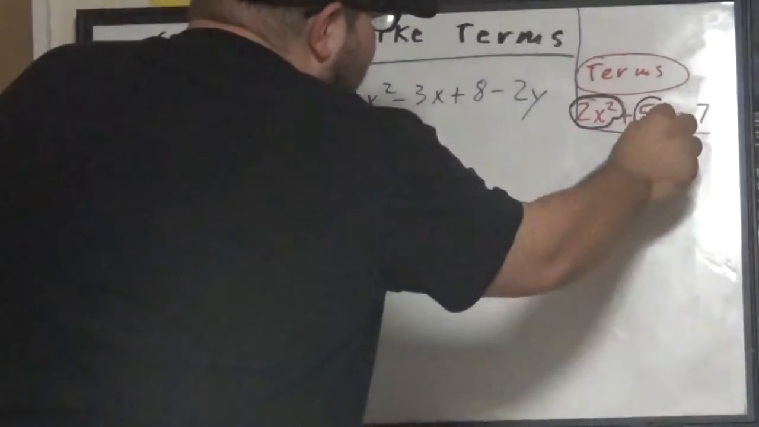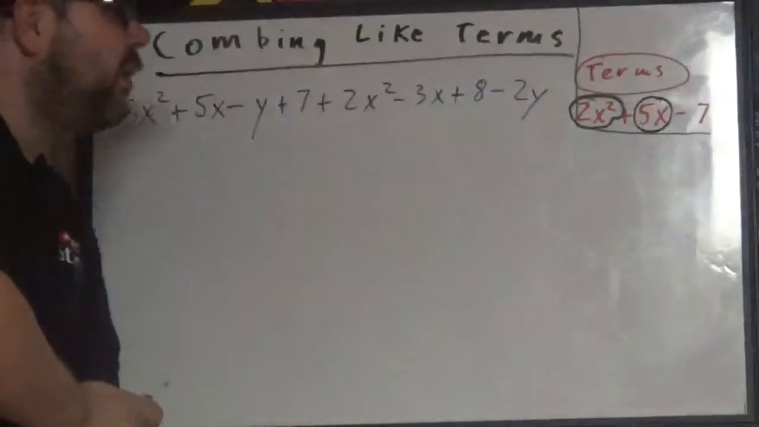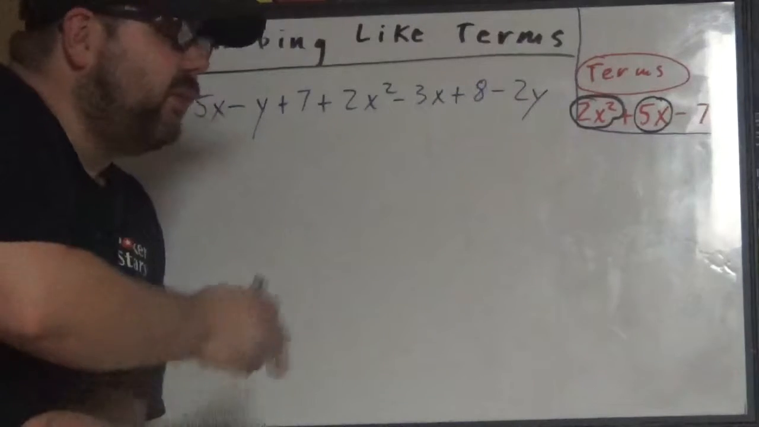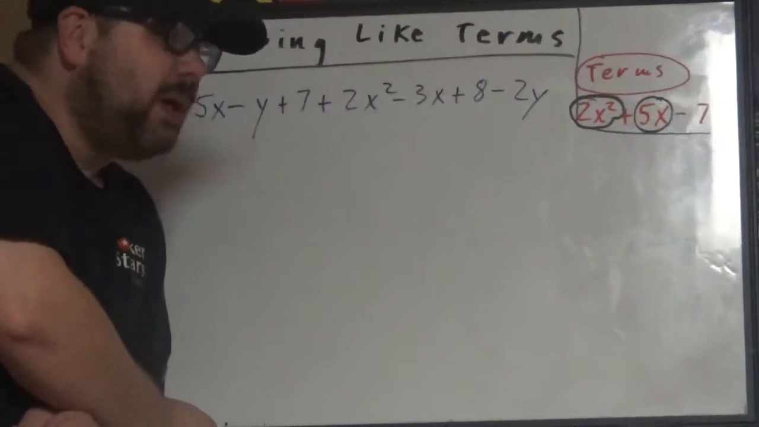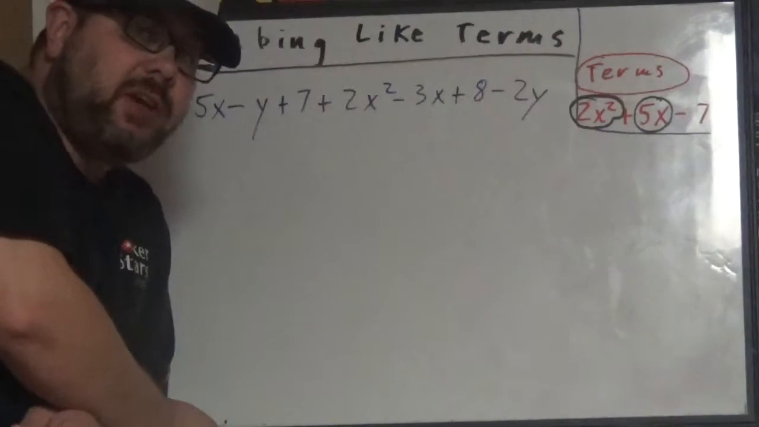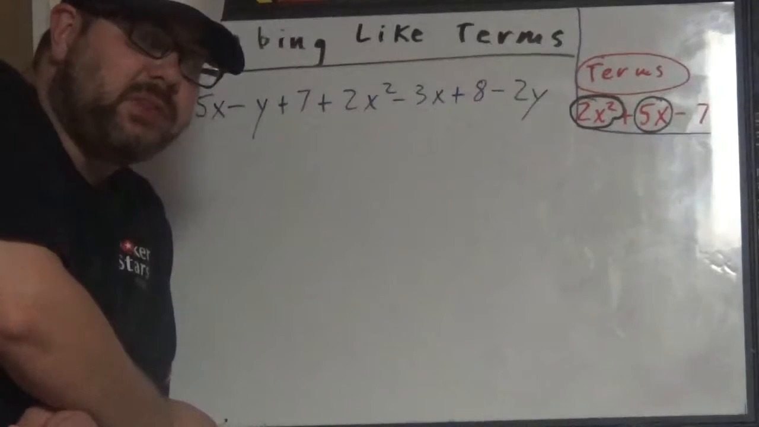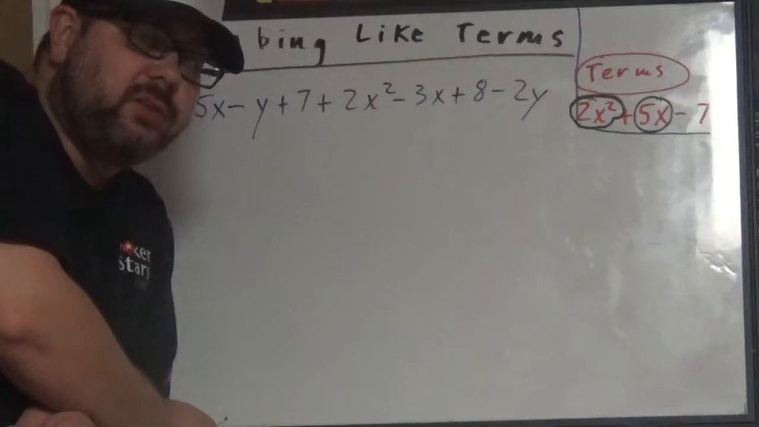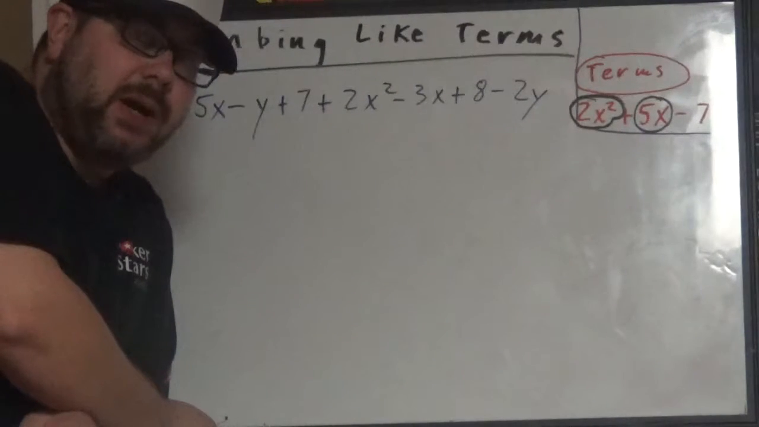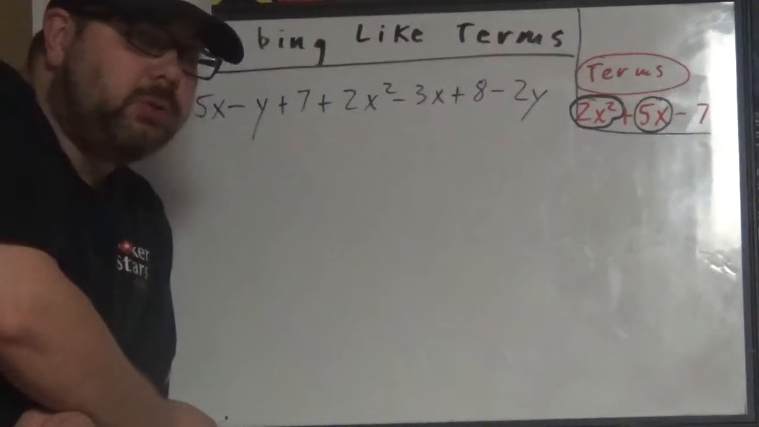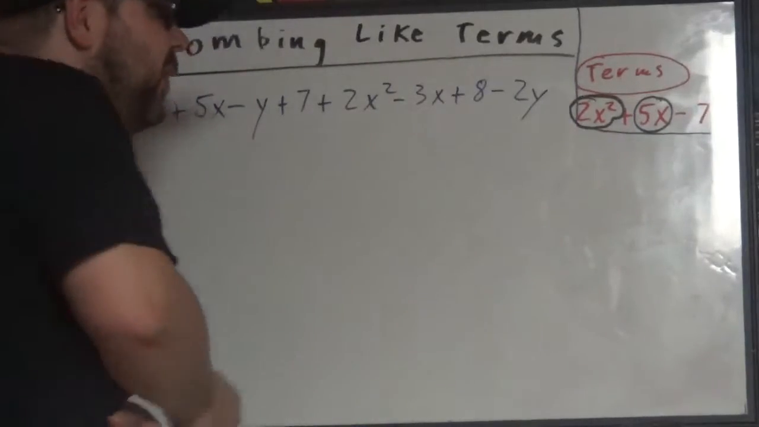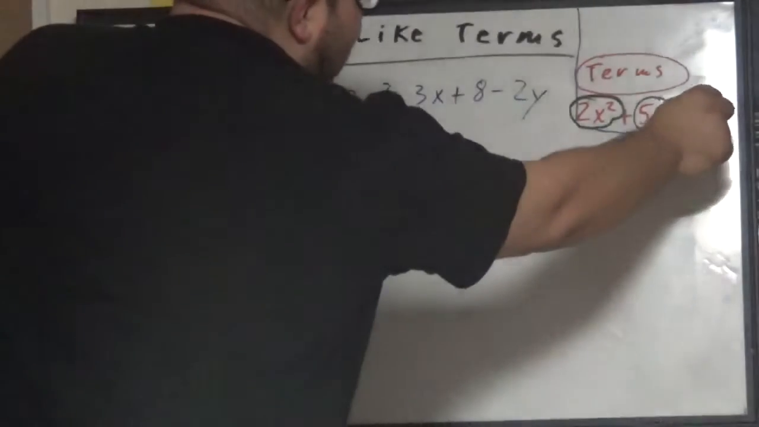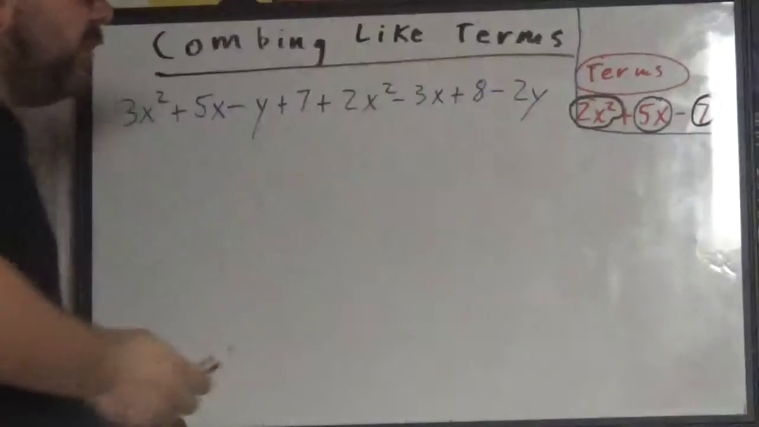5x is a term, and that is because, again, if you look on both sides, you see a plus and a minus sign. 5x stands for 5 times x, but multiplication doesn't separate two items from being one term. Only a plus or minus sign does that. And then the last number is 7. It's minus 7, which is a constant.